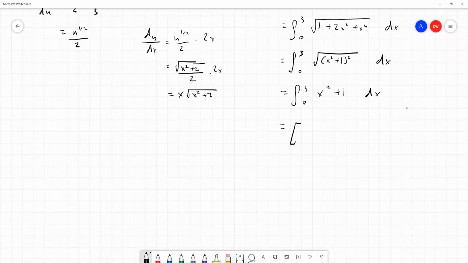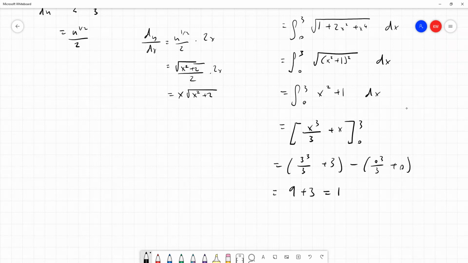So integrating this, we're going to have x cubed over 3 plus x between limits of 3 and 0, and that's going to give us 3 cubed over 3 plus 3 minus 0 cubed over 3 plus 0. So that second bracket is going to be 0, and that means, well, 3 cubed is 27, divided by 3 is 9, so 9 plus 3 is equal to 12. And remember, this is a length, so we should say 12 units. And that concludes the question.